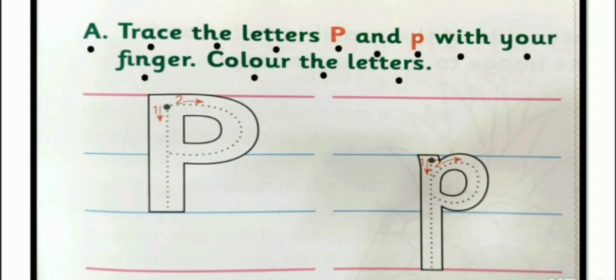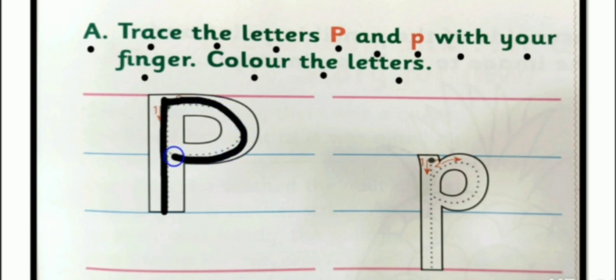We have to start from the given point. Standing line, curve. Capital letter P. Now small letter p, standing line and a curve. This is small letter p, capital letter P, small letter p. Sound is P.